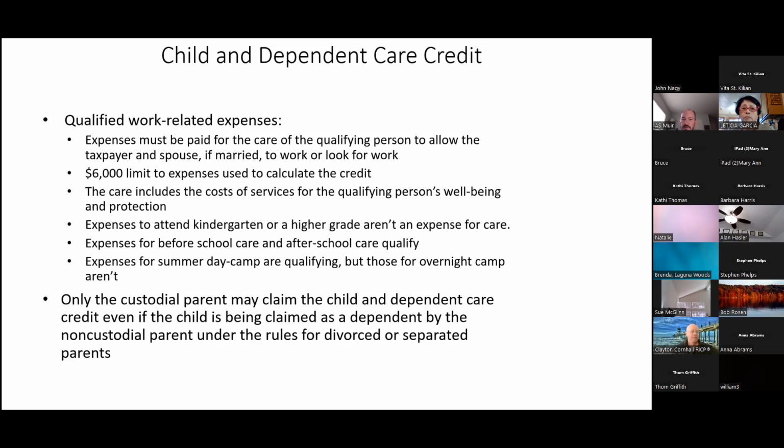There's a concept called whipsaw. And I saw this many times when I worked at the IRS. You'd have all these parents paying a caregiver to watch their kids.